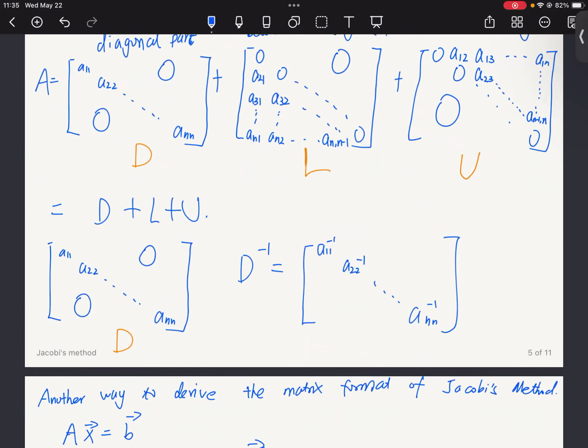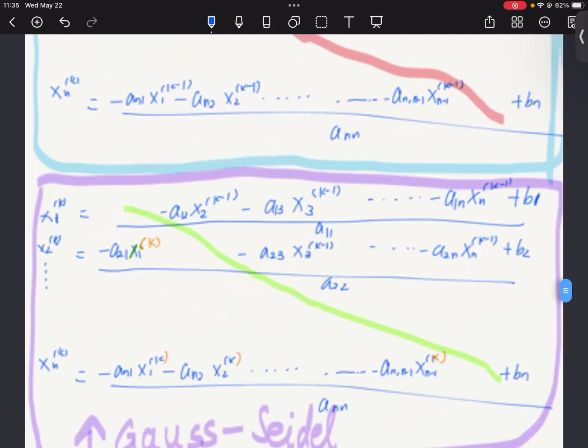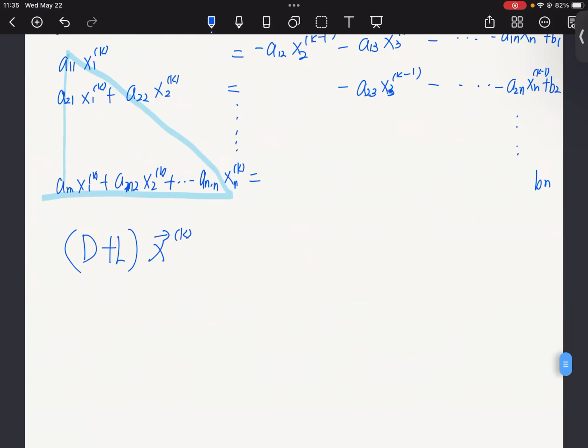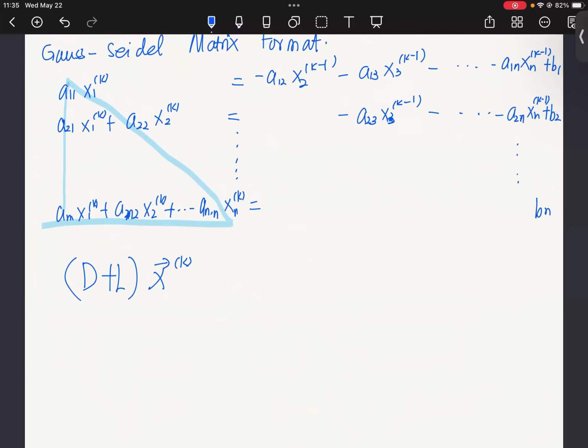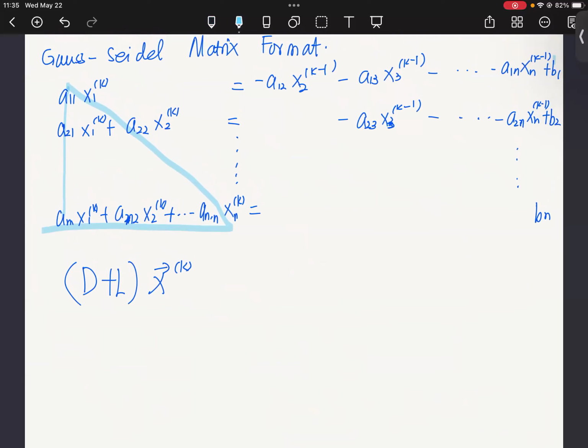So here we have the D plus L, because we have a lower triangular matrix with the diagonal. Here D is just the diagonal matrix, plus the L, the lower triangular matrix part, with zeros on the diagonal for the L. So this is the left-hand side part, and for the right-hand side part, there are two parts here. You will see there's a constant vector here. This is the first part, and the second part is an upper right triangular part.